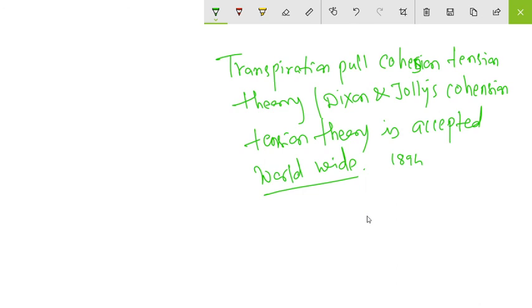But Milburn and other scientists supported that there is no such problem. Even though such bubbles are created, the surrounding vessels show continuous water conduction, and during the night time these bubbles get dissolved. So Milburn and Johnson rejected this objection and supported this theory. So it is the most important and worldwide accepted theory.